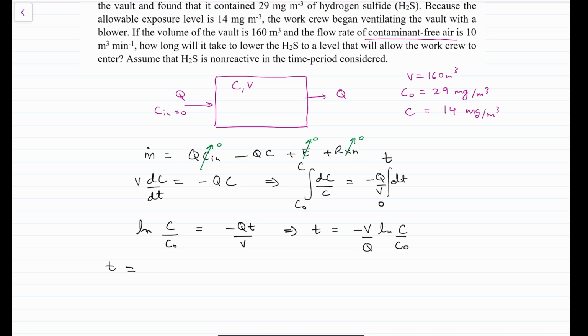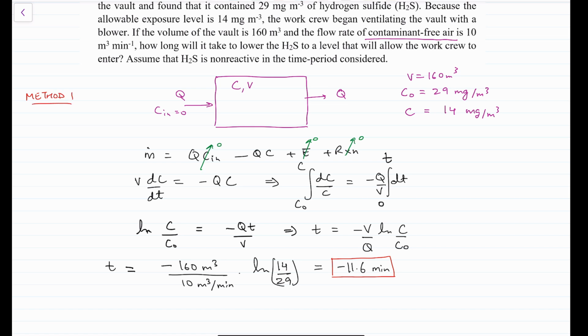And so T would be minus 160 meter cubed divided by 10 meter cubed per minute, times ln of 14 divided by 29. If you plug that into your calculator, you would get 11.6. And what would be the units? Would be minutes. So that's one way to do it, and that's the way I prefer doing it.